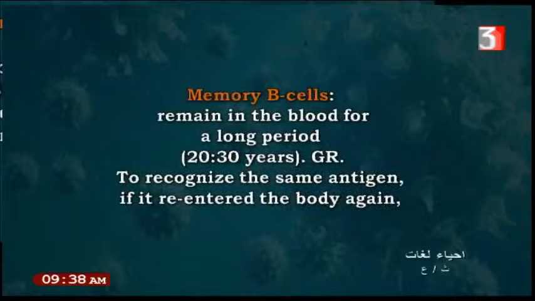What is the memory B cell? Inside your body there are two types of cell. The first is a cell named the memory cell. What is the memory cell? The memory cell is a cell that identifies the microbe when it enters the body again.